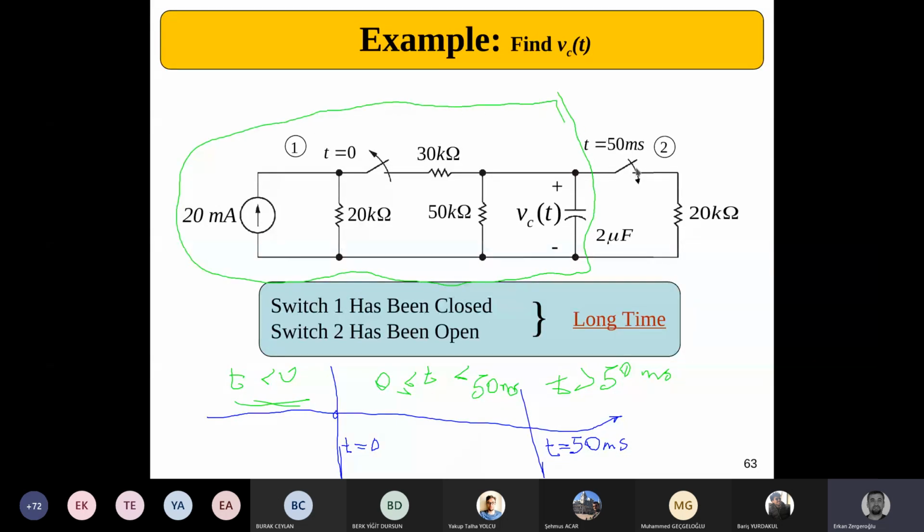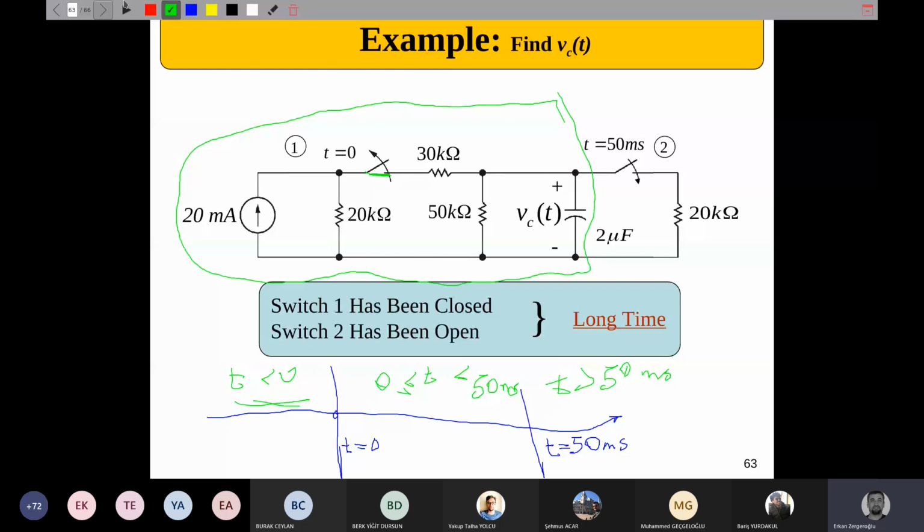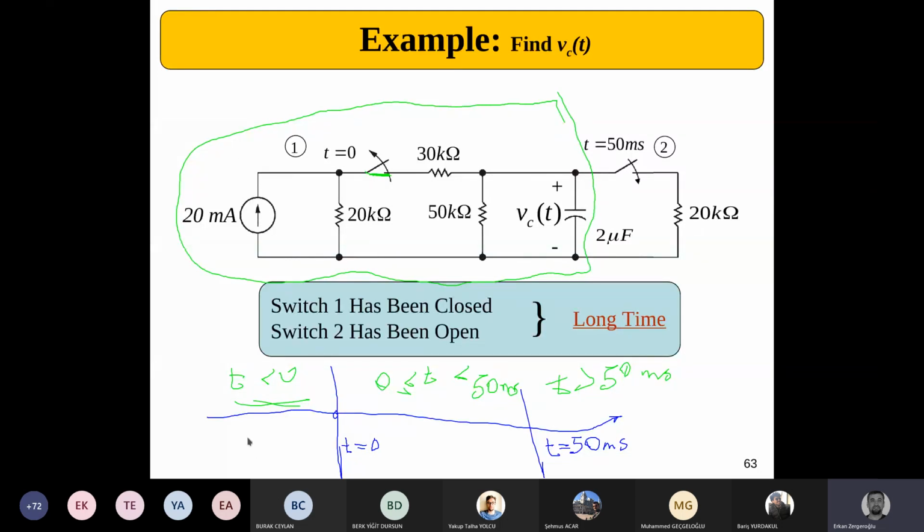Since this was open before, we don't need to worry about this 20k ohm resistor, and this was closed. So this is the circuitry we had. Let me just put it in this portion. I hope you'll understand it. Using this circuitry, we need to calculate the voltage across this capacitor, and it is the voltage on here.